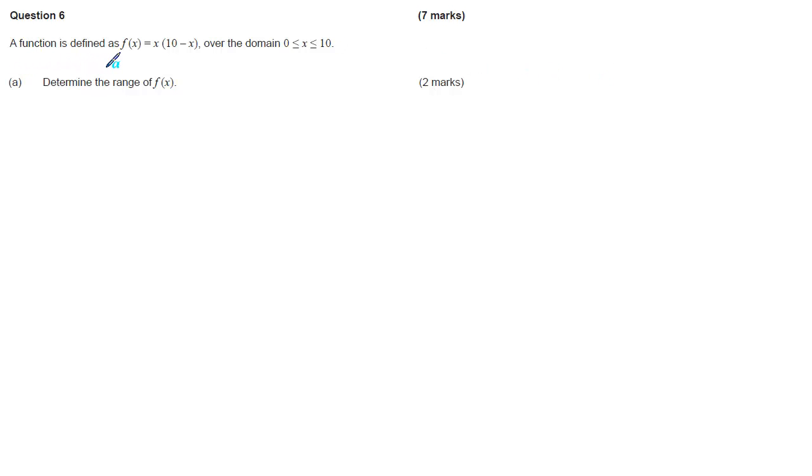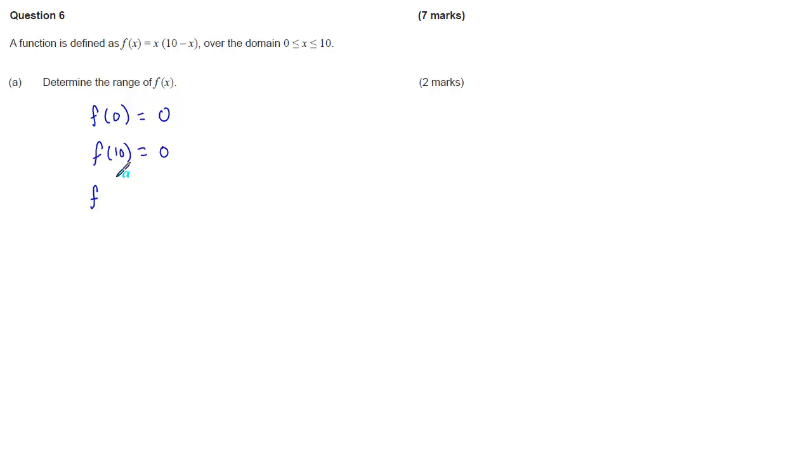A function is defined as f of x is equal to x times (10 minus x) over the domain 0 to 10. Determine the range of f of x. So, f of 0 is going to be 0, and also f of 10 is going to be 0. So we've got the two end points.